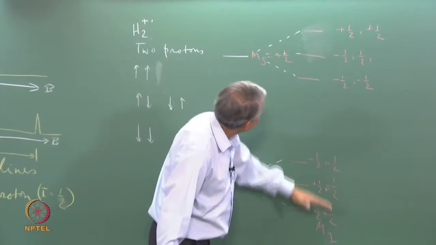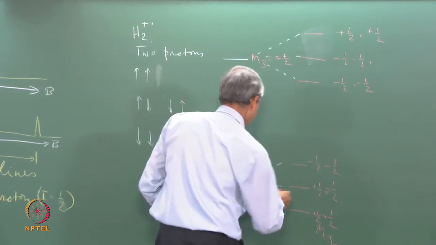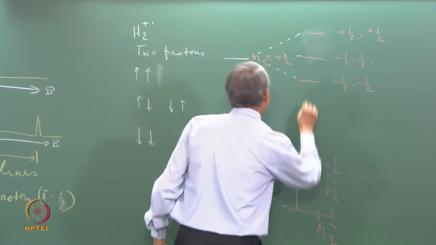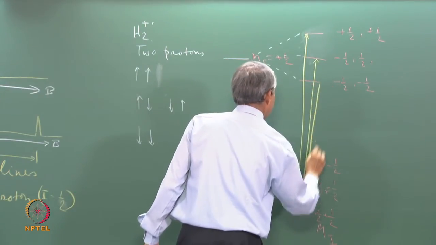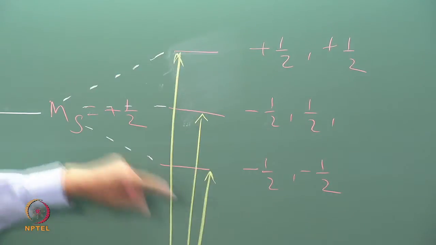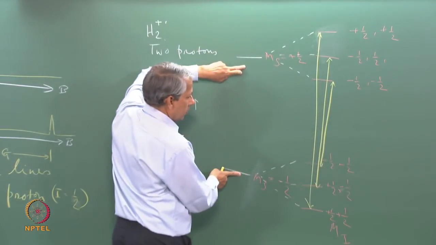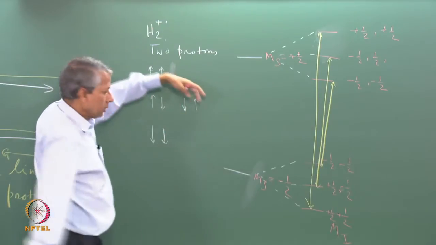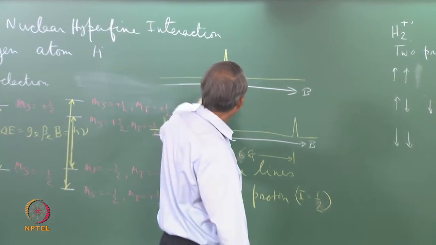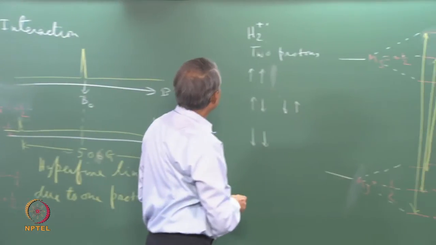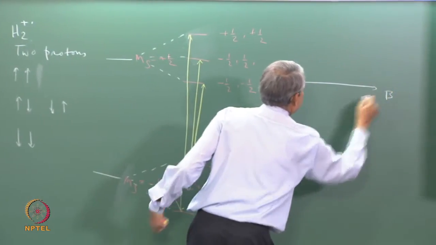So, transition from this to this, one possibility. Another possibility is from this to this, a third one is from this to this. And you see that since the energy gaps are different, they will appear at different magnetic fields. But the middle one is exactly the same as here because the nuclear spins are just opposite to each other. So, that does not contribute to any change in the local magnetic field. So, what we predict from here is that the EPR spectrum of this hydrogen molecule ion should look like this, as a function of magnetic field.